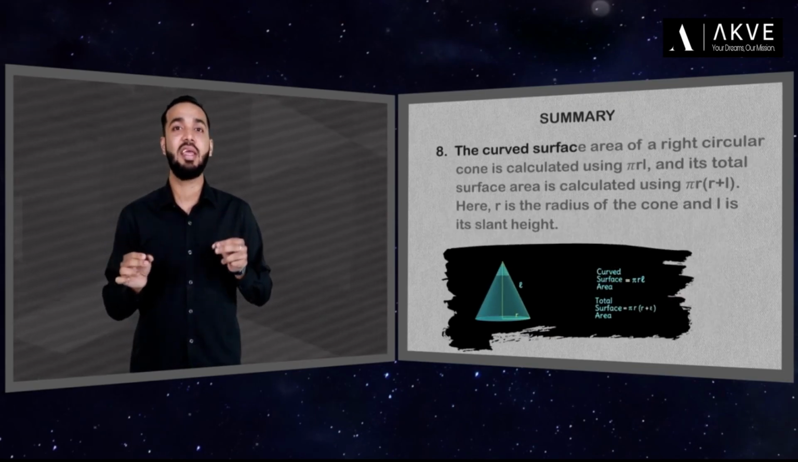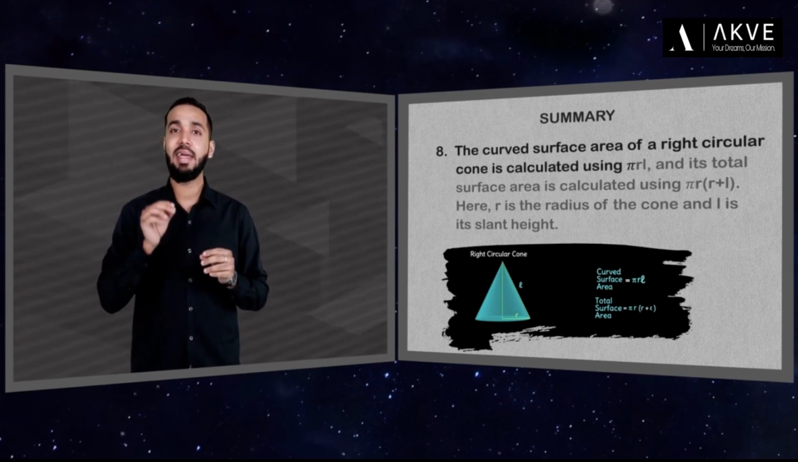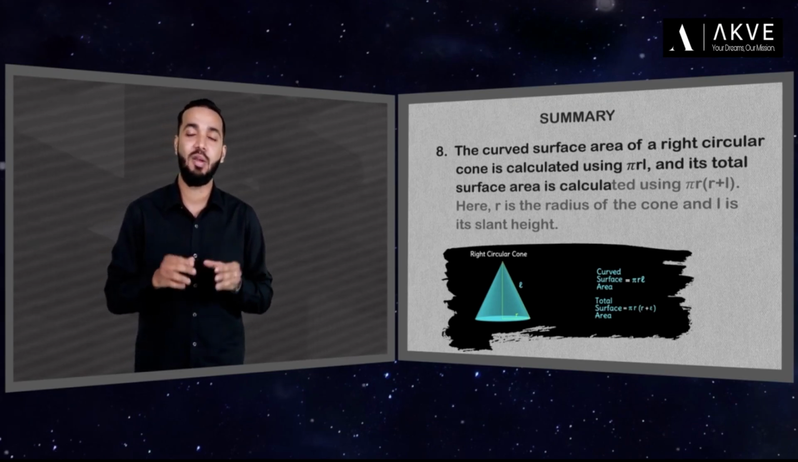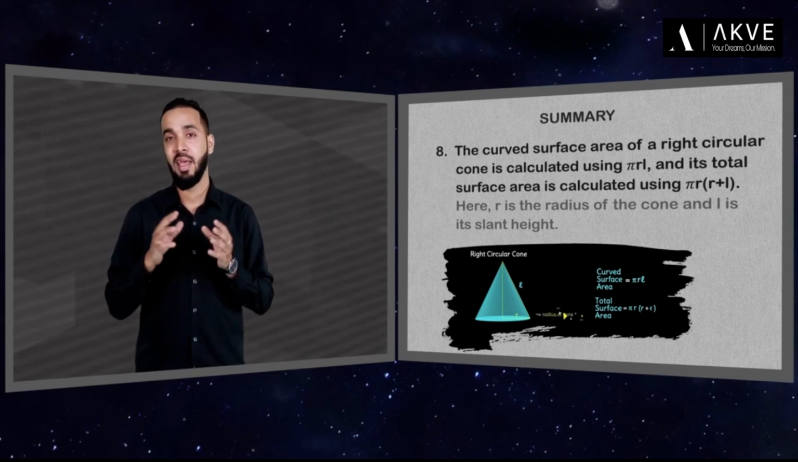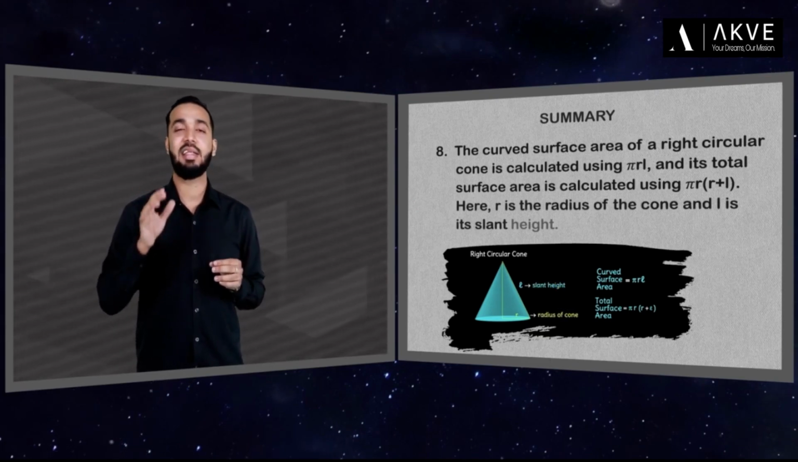The curved surface area of a right circular cone is calculated using pi r L and its total surface area is calculated using pi r into (r plus L). Here, r is the radius of the cone and L is its slant height.